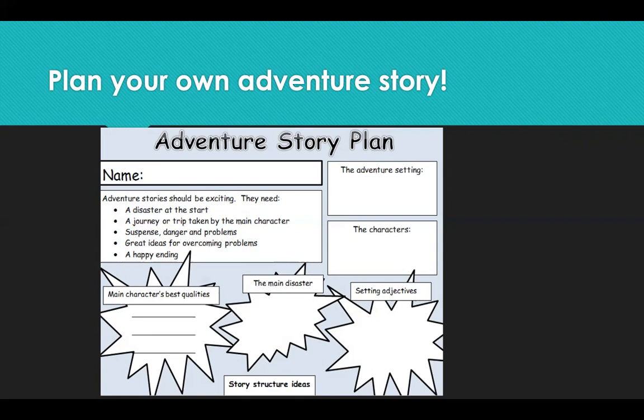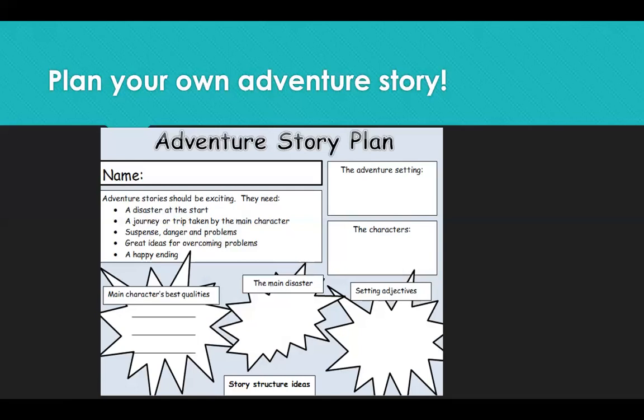Now, the adventure setting needs to have something. A setting is all this, what we all discussed. There needs to be a plot, like where the story started. So, for example, starting at school, your house, a park, a jungle, a friend's house. And then you have to think of the characters, their names, how many characters there will be, and then setting objectives. You always have to have some adjectives, some good vocabulary in your mind before writing stories.